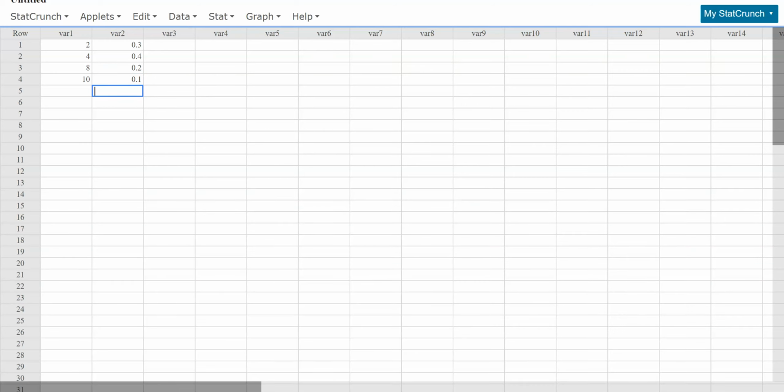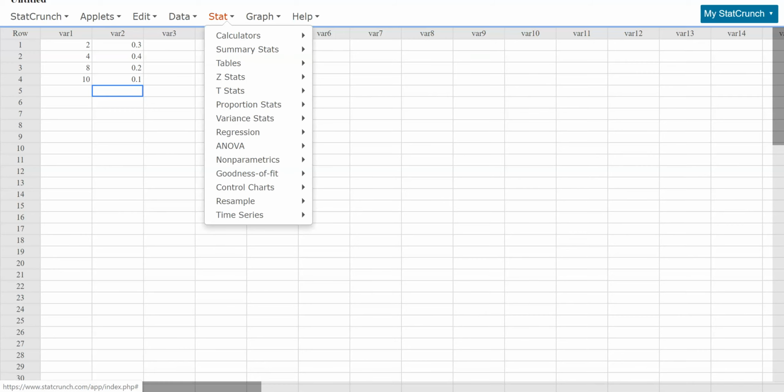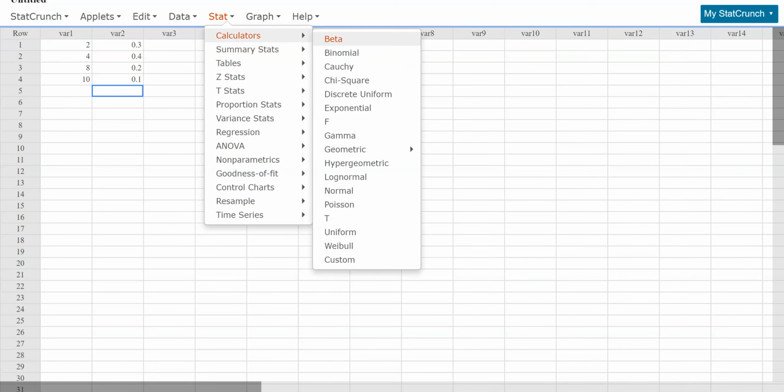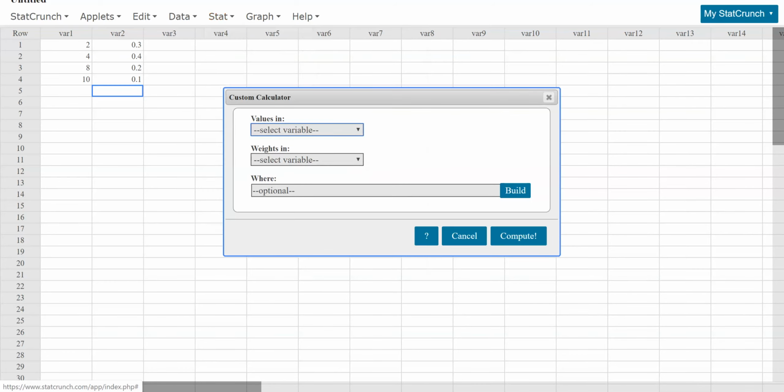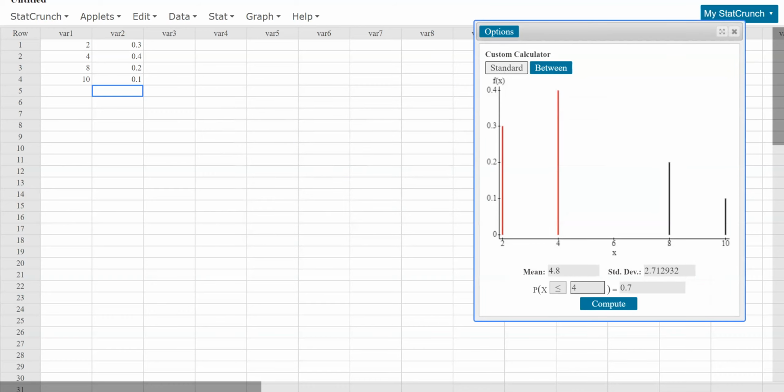So then what you're going to do is you're going to go to Stat, Calculators. Okay, so let's open Calculators, and you're going to go down to Custom. All right, Custom is what we want. So you have 2 things you got to select: the values and the weights. The weights is what they mean by the probability. So the values, the data values, are occurring in column variable 1. That's what the default name is. So that's where the data values are. The weights, the probabilities they mean, are in column variable 2. That's all you do, compute. And look what they give you. They give you the mean, which is the expected value, 4.8 like we found. And they give you the standard deviation, just what we found, 2.713 if you round it.